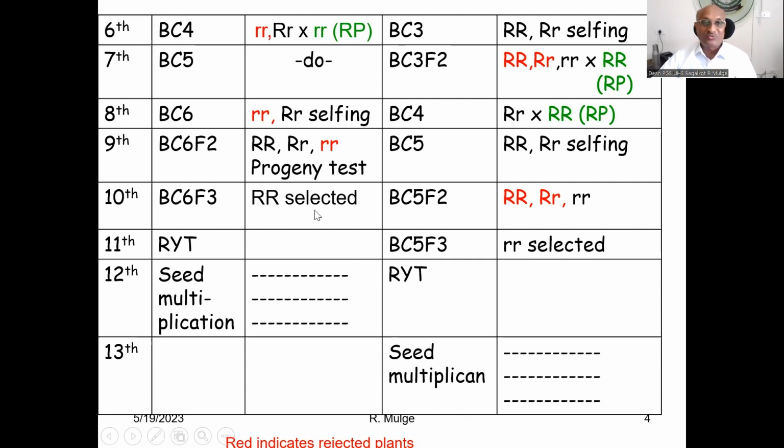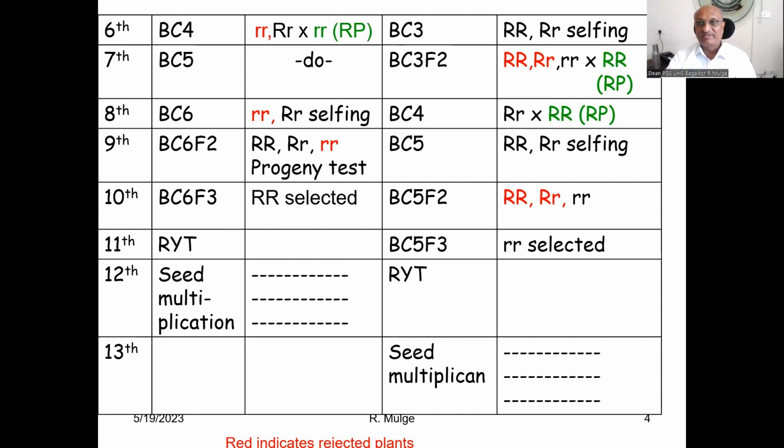Then yes, it is now ready, because its recurrent parent is a well-known variety. It is lacking only in that disease resistance, and you do not have to go for extensive yield trials. Just a replicated yield trial, multiply the seeds, and you can release the variety.